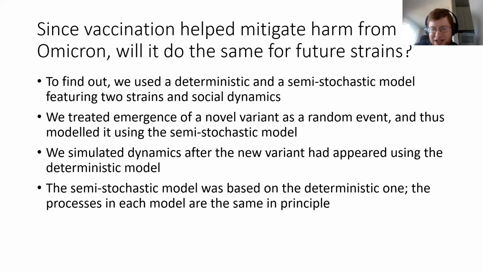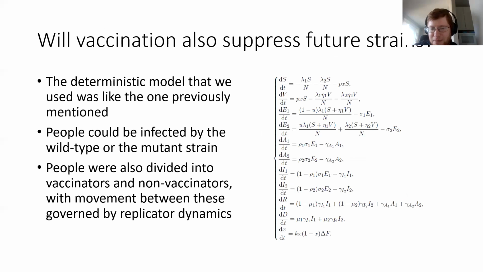These two models, semi-stochastic and deterministic, were essentially the same, in the sense that all their components were the same, and movement between the components was governed by the same rates in each one. So the deterministic model, which I'll introduce first because it's mathematically less complex, was like the one previously mentioned. If you remember that one, it's similar because it's an SIR model, but we've got two strains and people could get infected by either strain, because remember, this is after the new one came out, right?